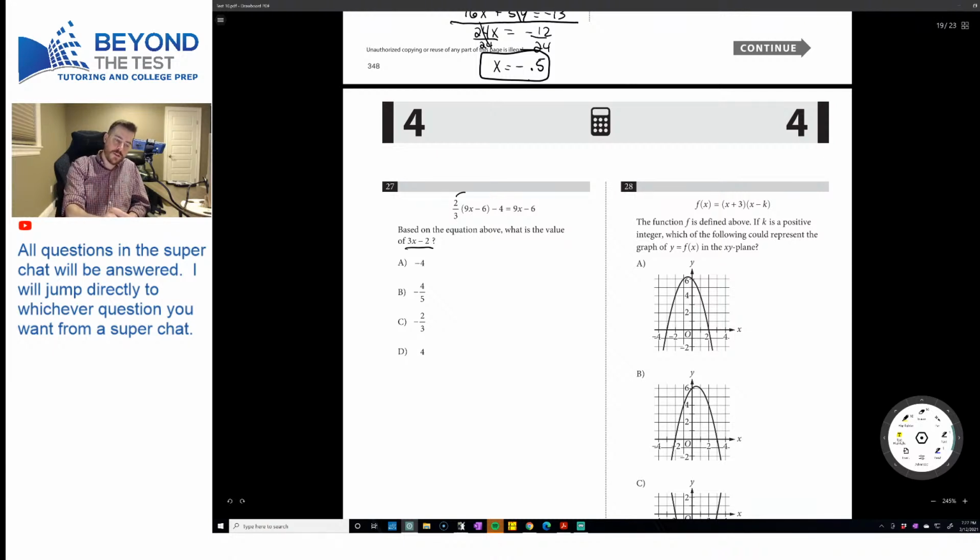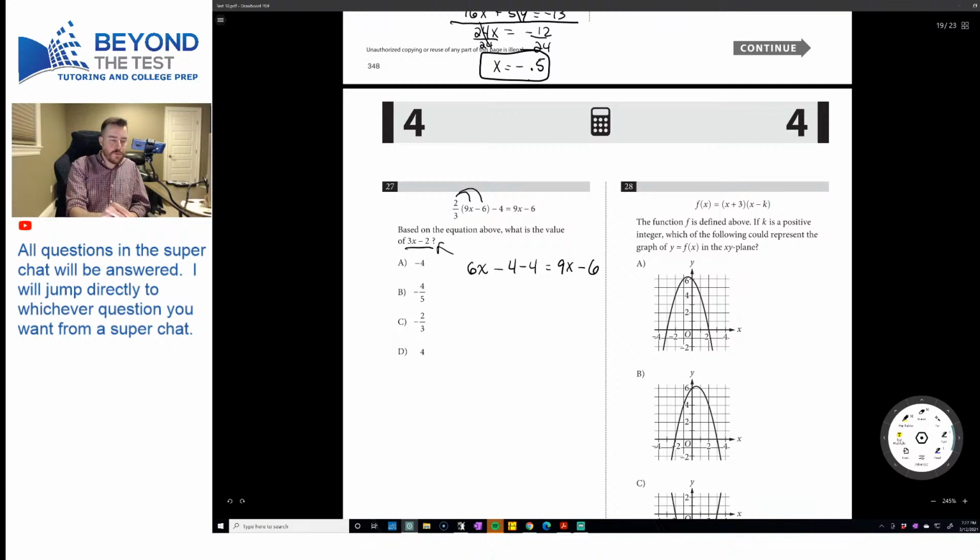Start by distributing your 2/3 through. So I'm going to distribute my 2/3. 2/3 of 9 would be 6. 2/3 of 6 is going to be 4. And then I'm going to bring down the minus 4 equals 9x minus 6.